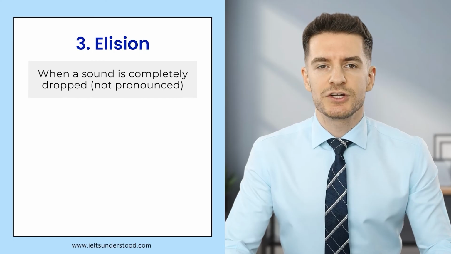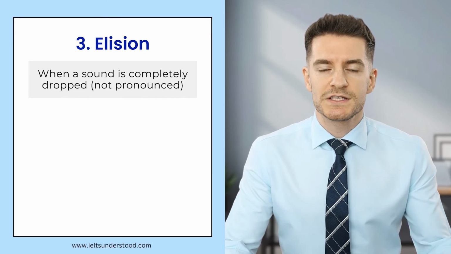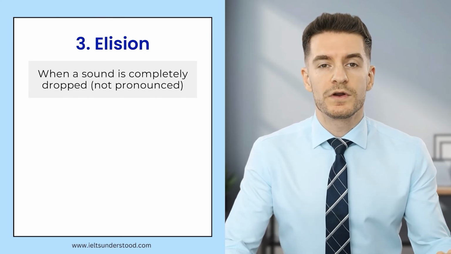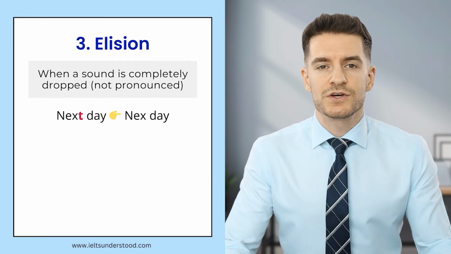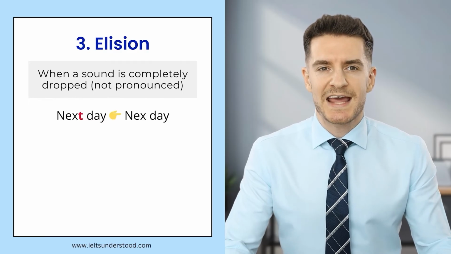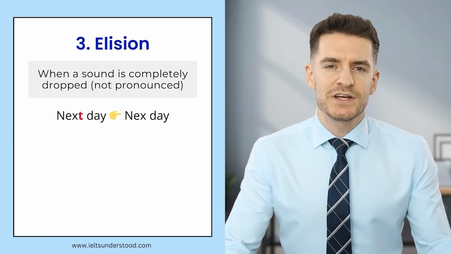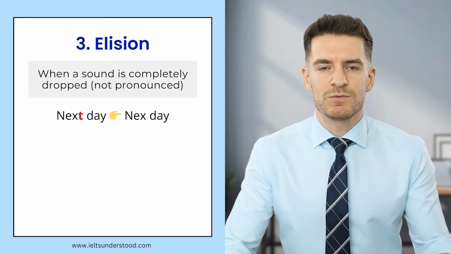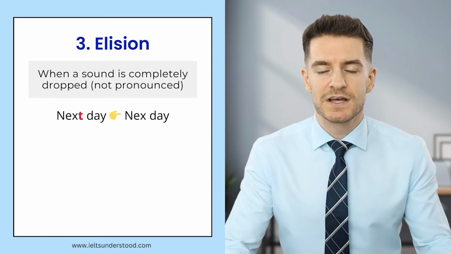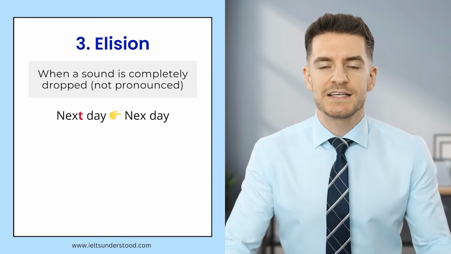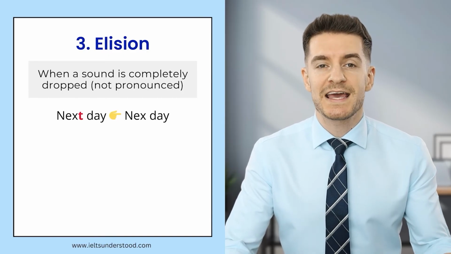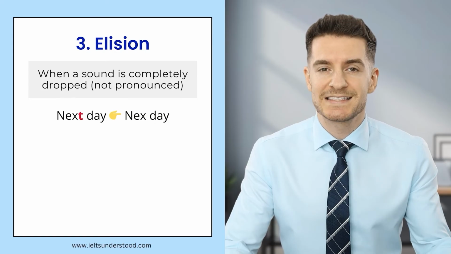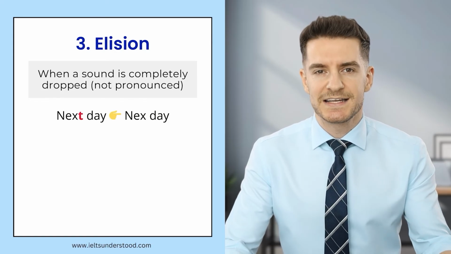Moving on to the third type now, which is elision. Elision is when a sound is completely dropped or not pronounced at all. So have a look at these two words, next day. As you can see, that's a bit hard to say if we really pronounce that T sound. So instead of pronouncing that T sound, we simply drop it. We just say next day.